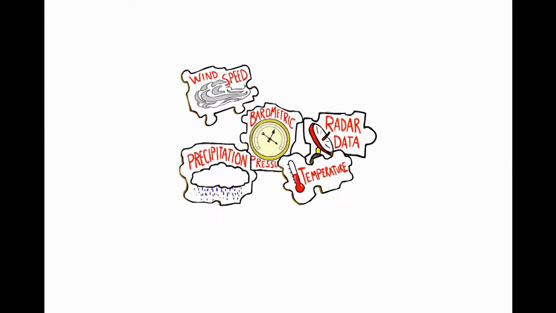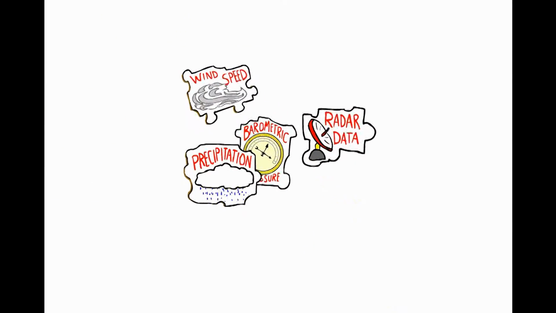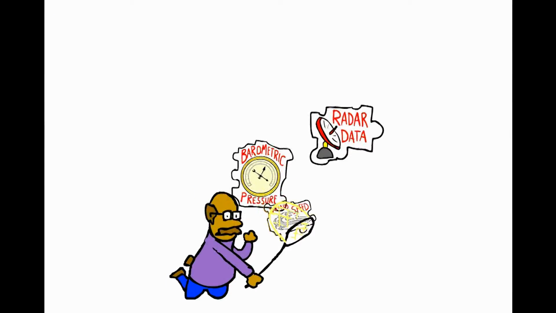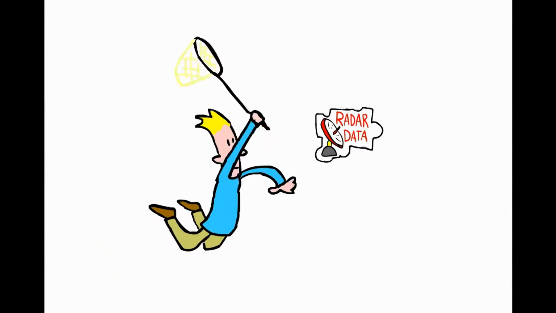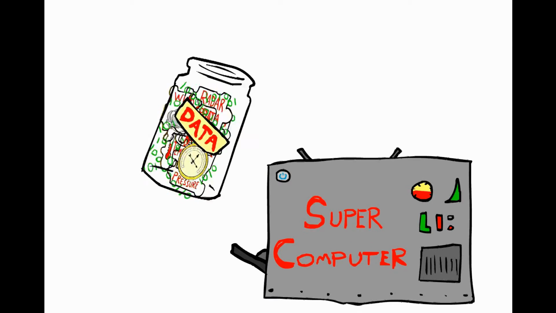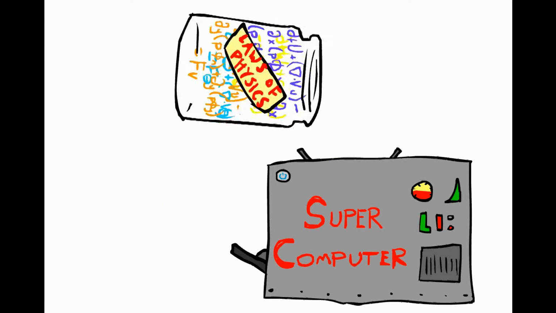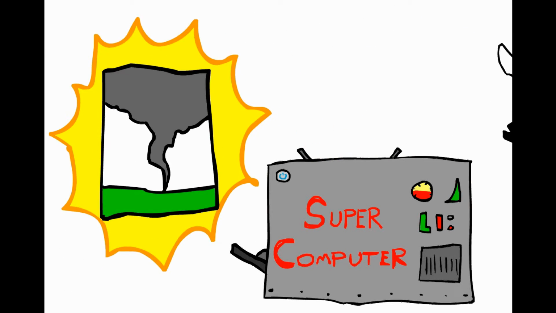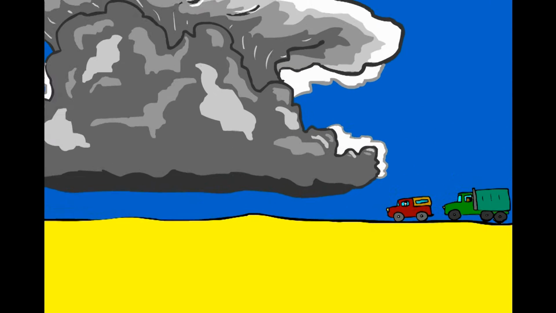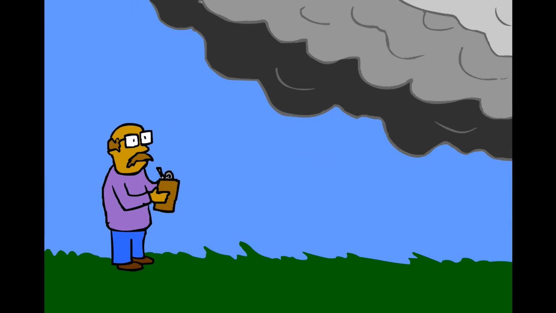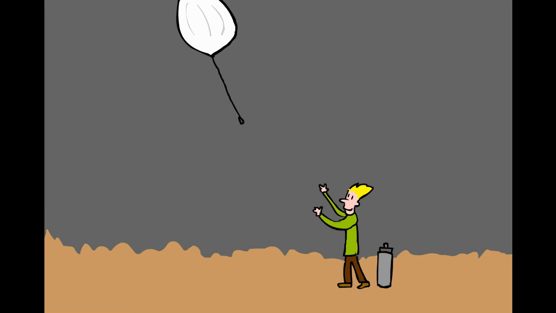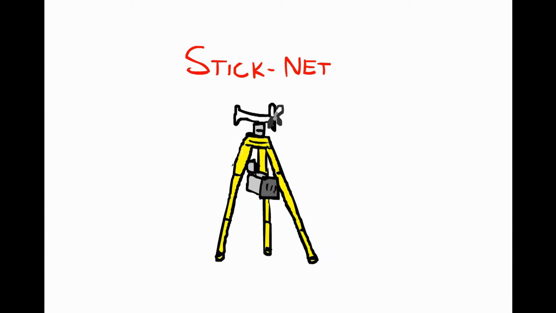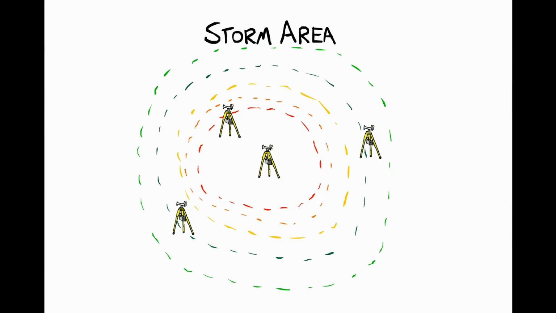Their goal is to collect information like temperatures, precipitation, wind speeds, barometric pressure, and radar data, and put them all into our supercomputer along with the laws of physics, equations that govern the Earth system. To do this, Dr. Tornado's team follows potential tornado-producing storms to make observations, send out weather balloons, and place tons of stick nets, mini weather recording tripods, all around the area.